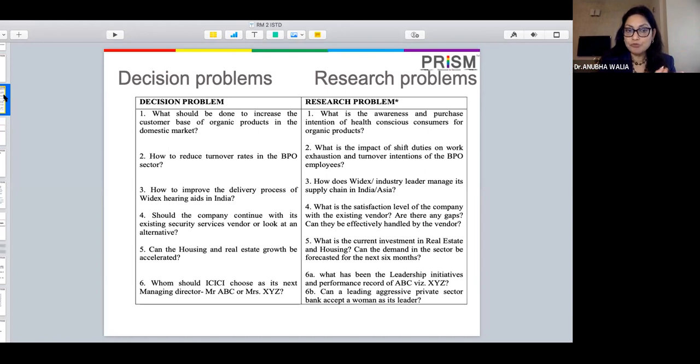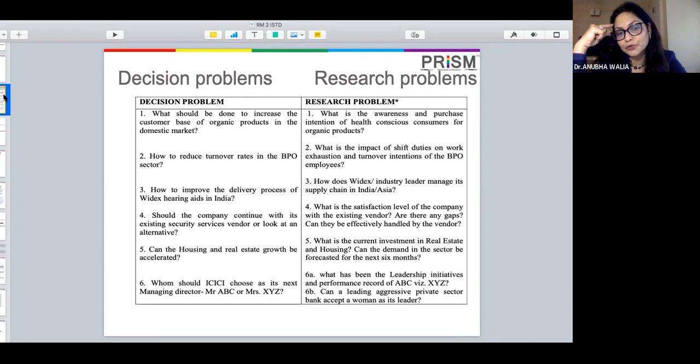Management decision: how to reduce the turnover rate in the BPO sector? Research problem: what is the impact of shift duties on work exhaustion and turnover intentions of BPO employees? And vice versa, you can have more research problems related to this. How to improve the delivery process of Videx hearing aids in India? How does Videx or the industry leader manage its supply chain in India or Asia?